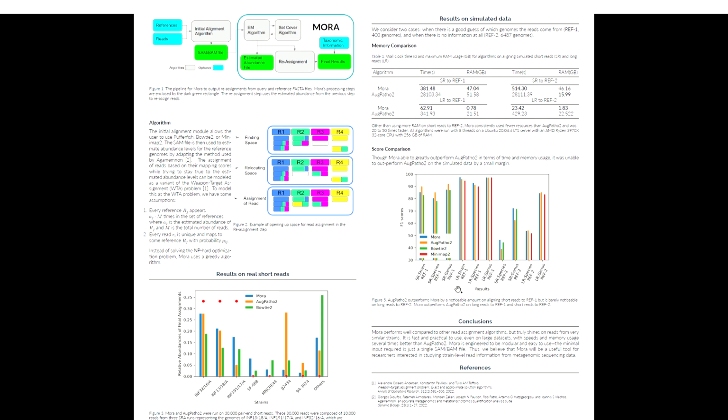As we recall, the pipeline of Mora is also quite modular, so Mora can be easily incorporated into any metagenomics pipeline as needed. Hence, we believe that Mora can be a very useful tool to scientists that are looking at strain level comparisons. Thank you very much.